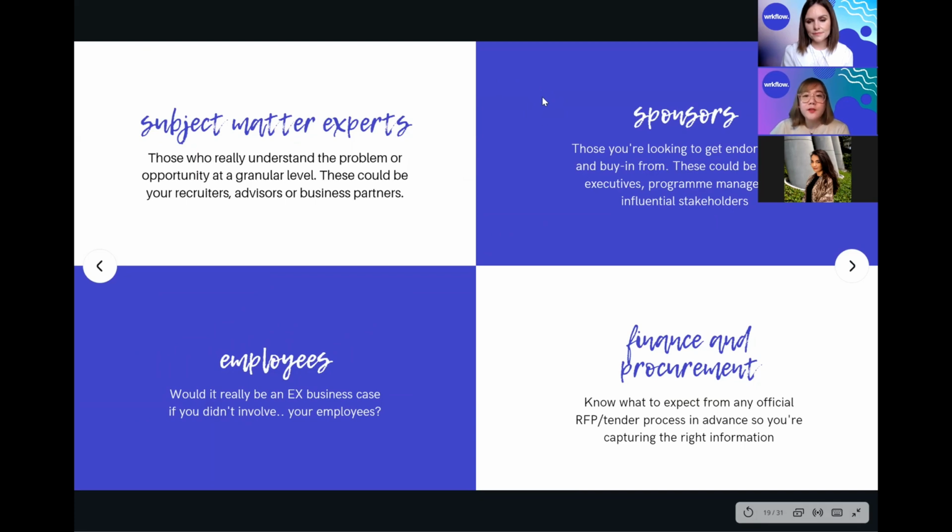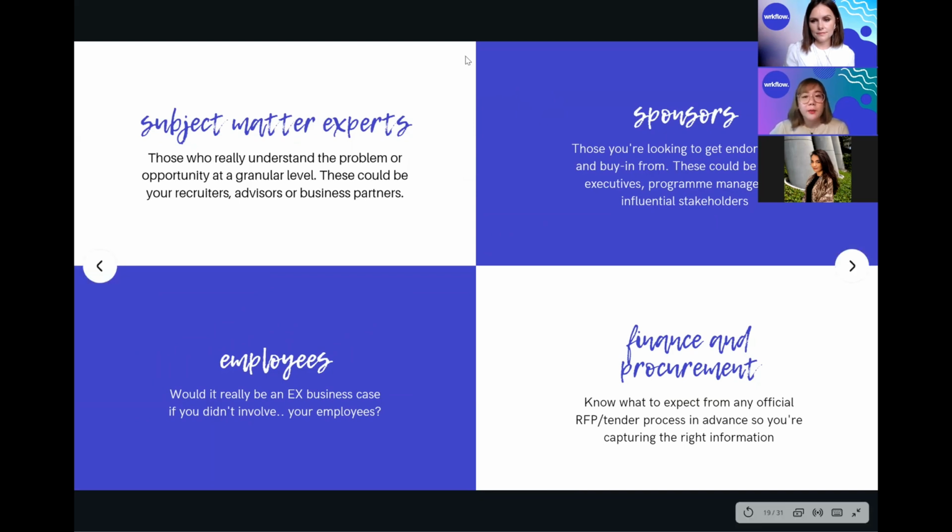Then we have our sponsors to get your endorsement and buy-in from, such as your senior executives, program managers, or influential stakeholders. And with the same example of the HRIS implementation, besides the CHRO, you may also consider your CIO as one of the sponsors as well.